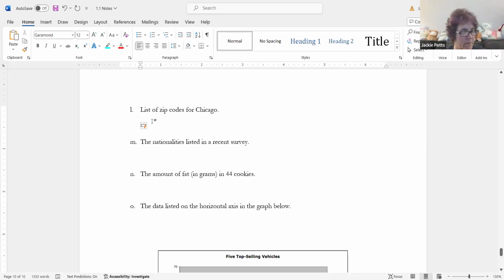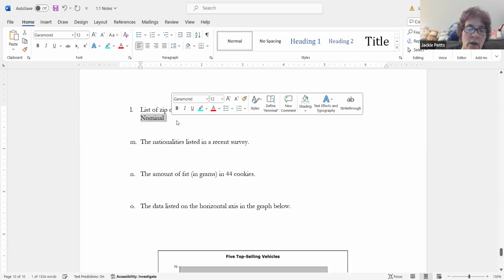All right. List of zip codes. What do you think? It's qualitative because it's descriptive of where you live, and there is no order to it. There's no ranking. So they are nominal.